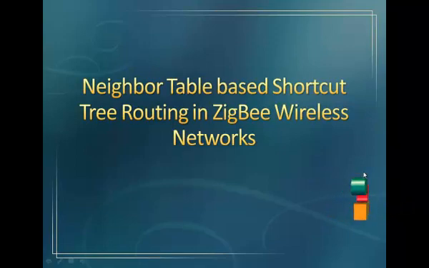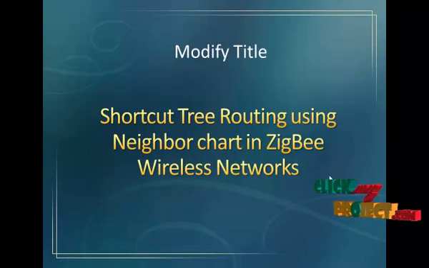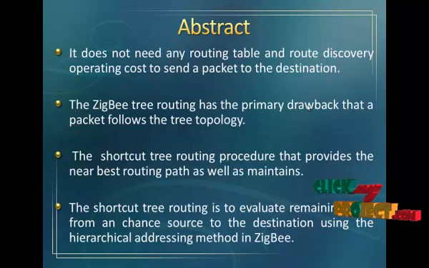Neighbor table based shortcut tree routing in ZigBee wireless network. Modified title: Shortcut tree routing using neighbor table in ZigBee wireless network. Abstract: It does not need any routing table or route discovery operation cost to send a packet to the destination. ZigBee tree routing has a primary drawback: the packet follows the tree topology. In this process, the packet destination information is not clear in the existing process.